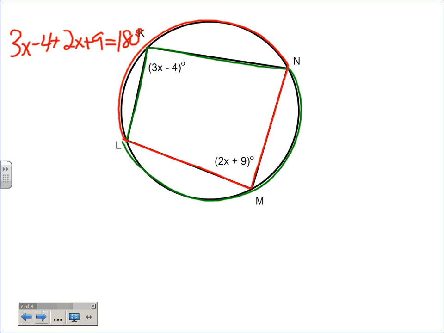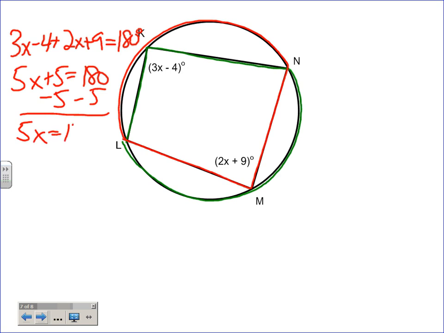So let's see, is there any combining I can do on the left side? Yep, 3x and 2x combines to 5x. And how about a -4 and a +9? +5 equals 180. How about dividing by 5 everything right now? That's a possibility. That's actually probably not a horrible idea. But let's subtract 5. Divide by 5. X is 35.